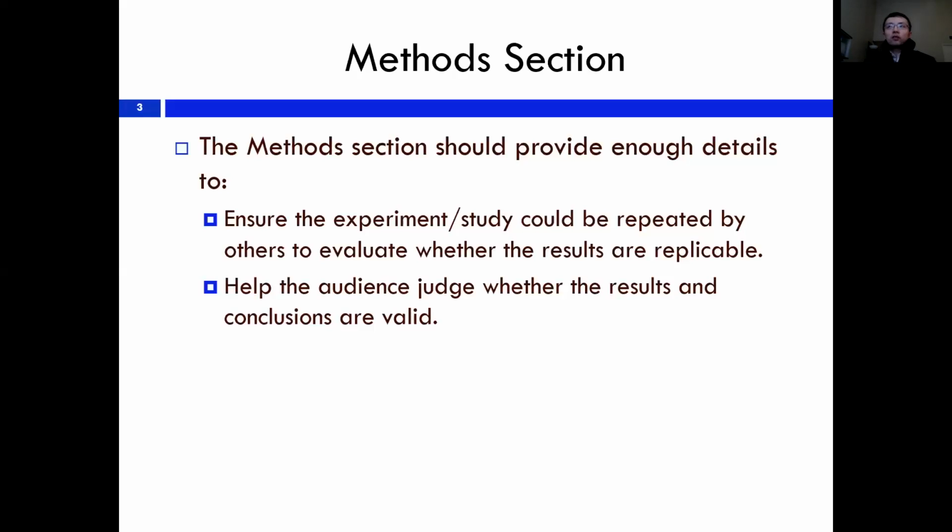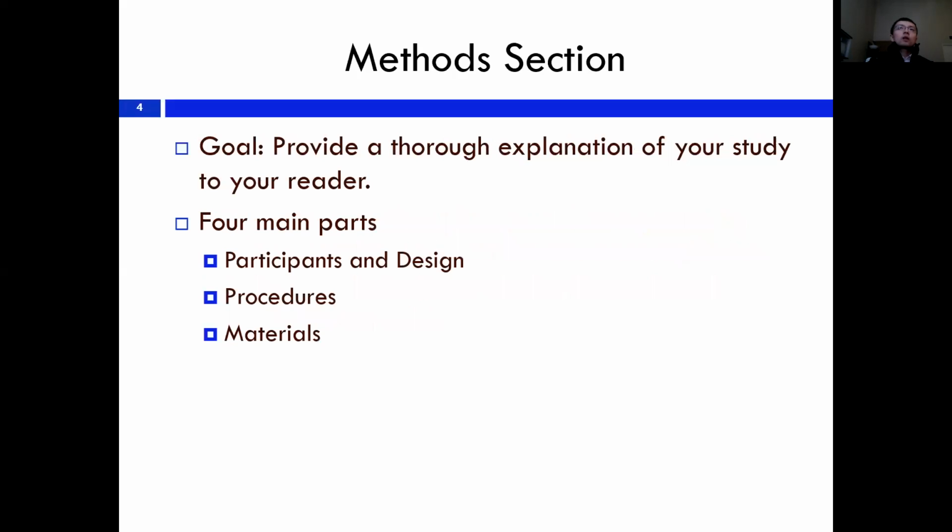Anyways, the method section is very important. It's a very important piece for scientists and the scientific community to communicate better about how they did the research. Secondly, it can help people judge whether your results are good or not. So the goal of writing up a method section for any writer is as follows: you want to provide a thorough explanation of your study to your reader. What exactly you did. That's the key.